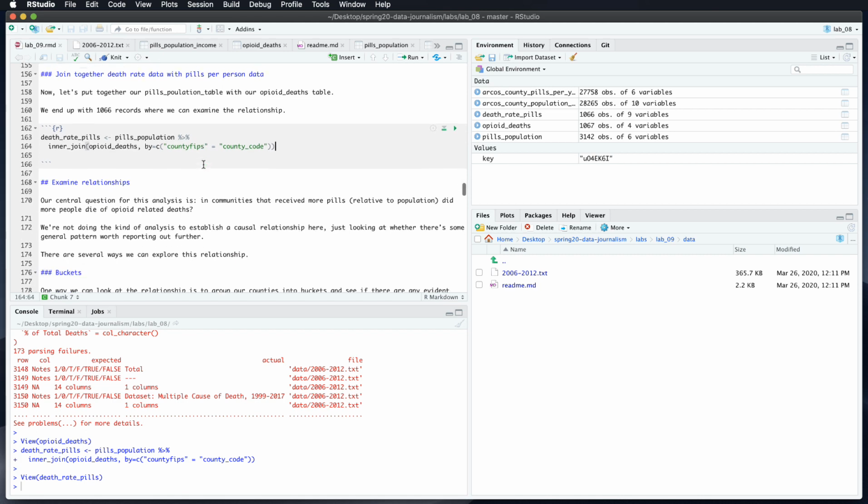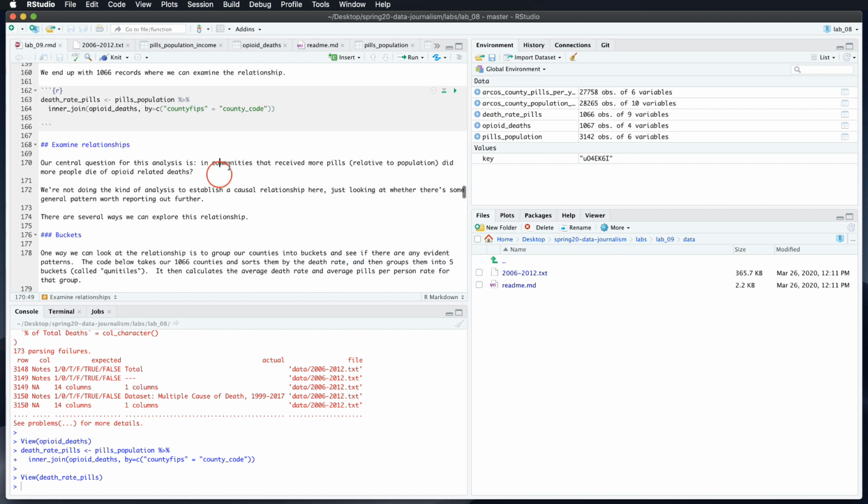Okay, so the key question guiding our analysis here is, in communities that received more pills relative to population, did more people die of opioid-related deaths? We could also ask that question the other way. In places where people died of opioid-related deaths at a higher rate, did they get more pills?